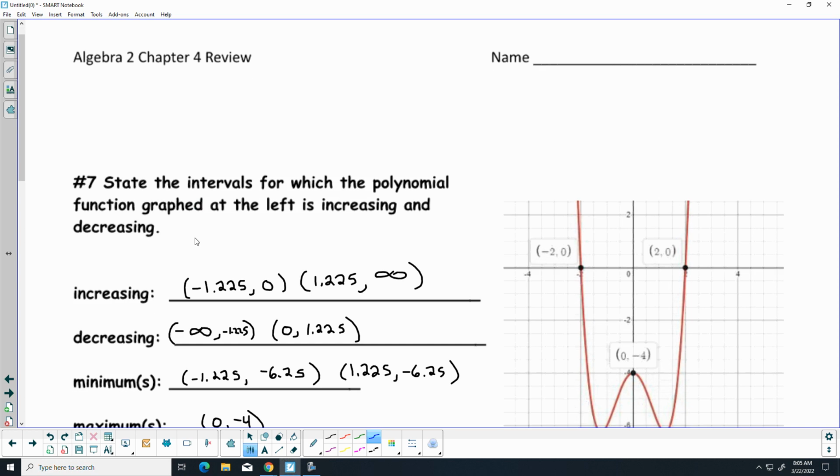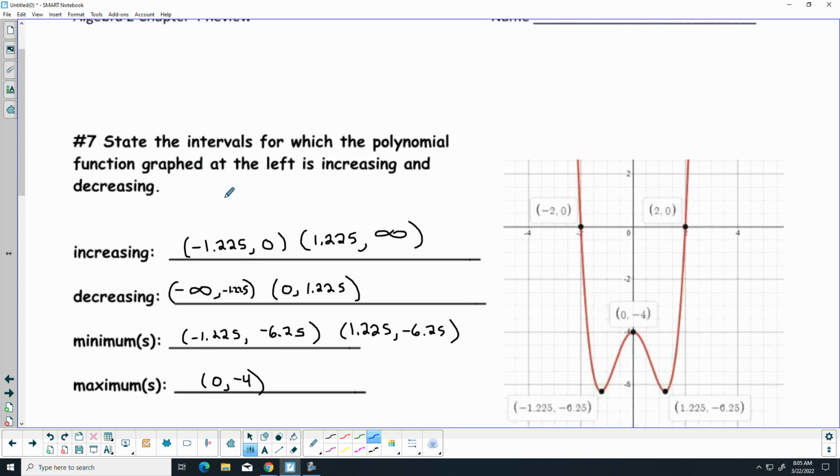All right, state where the intervals of the polynomial are increasing and decreasing. Well, it is increasing from negative 1.25 to 0, and from 1.25 to infinity. Again, you're looking at the x values. It's decreasing from negative infinity to negative 1.225, and from 0 to 1.225. And the minimums and maximums, I gave those as the ordered pairs.